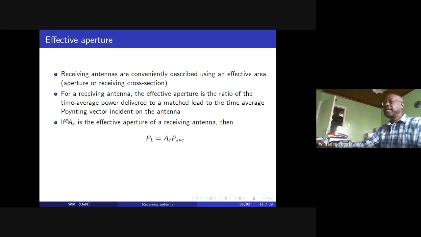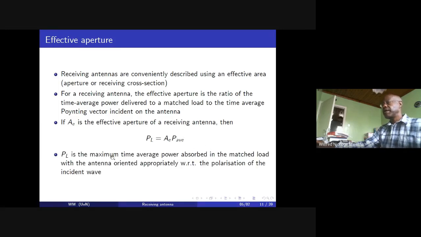So if we let A_E be the effective aperture of a receiving antenna, then from the definition here, the power absorbed in the receiving antenna, P_L, is going to be given by its effective aperture multiplied by the average power that is incident on it, which is P average. And P_L is therefore the maximum time average power absorbed in the matched load, with the antenna oriented in the appropriate way with respect to the polarization of the incident wave.